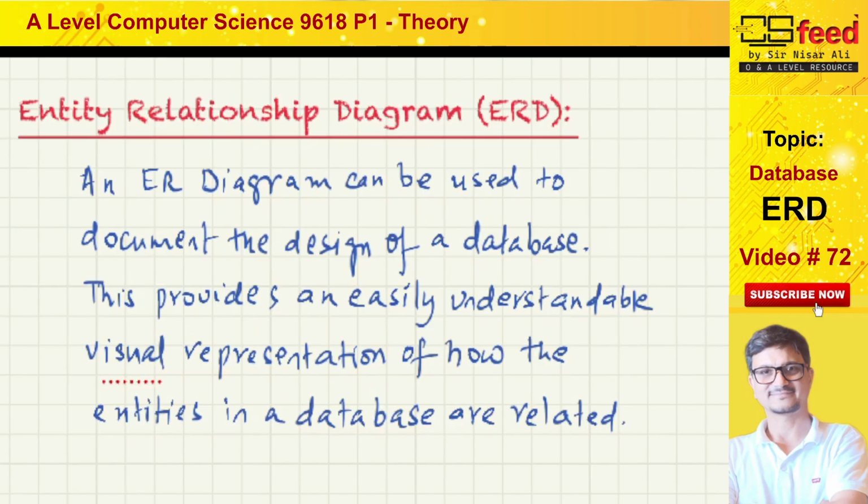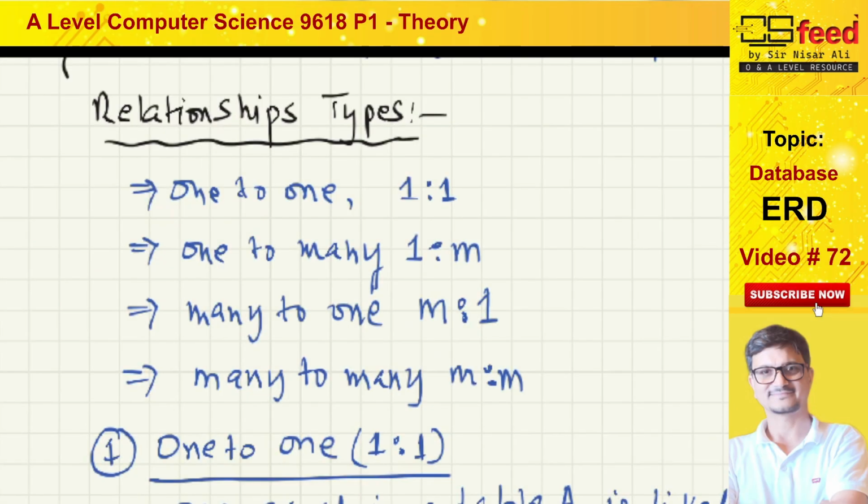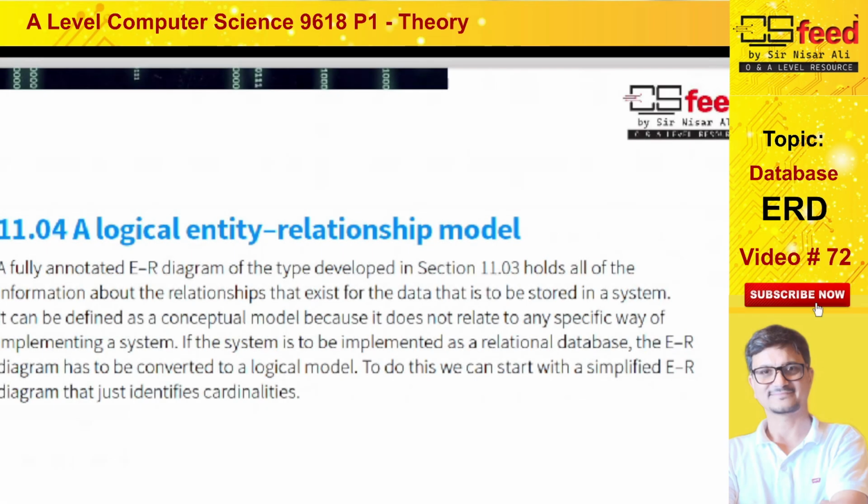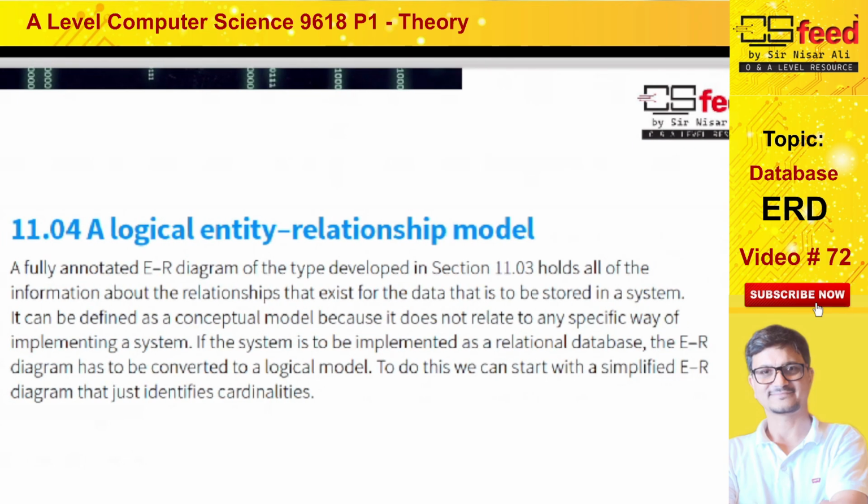into ERD form. Okay, so the relationships and their types: there are four types of relationships: one-to-one, one-to-many, many-to-one, and many-to-many. Basically, as I have just mentioned, a fully annotated ER diagram holds all the information about the relationships that exist for the data to be stored in the system. It is a conceptual model. It does not relate to any specific way of implementing a system.